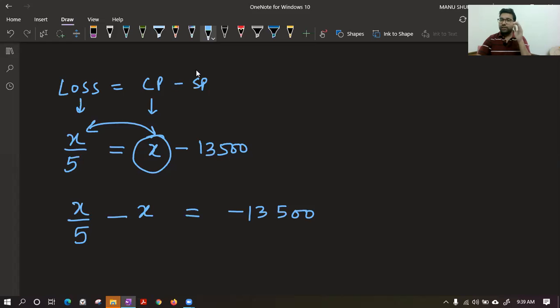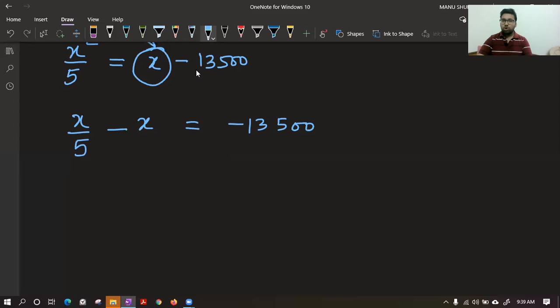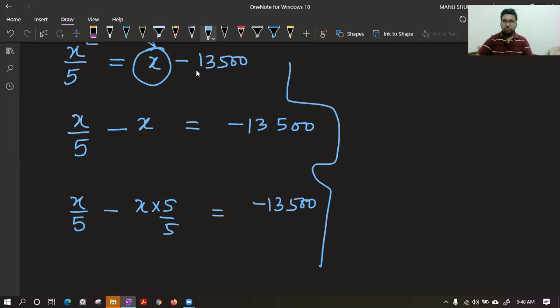You have to go very carefully in every step. No mistake. So now you will take LCM. x upon 5 is there, what we can do is, yes beta, it crosses, the sign will change. So x, we can multiply with 5 and 5 like this, is equal to minus 13,500. Now what will happen? We have x upon 5 minus 5x upon 5.